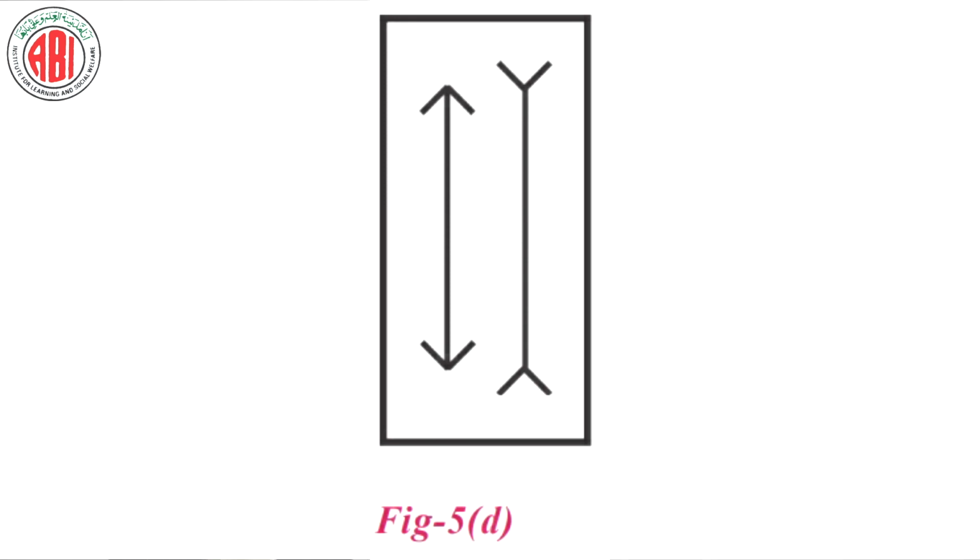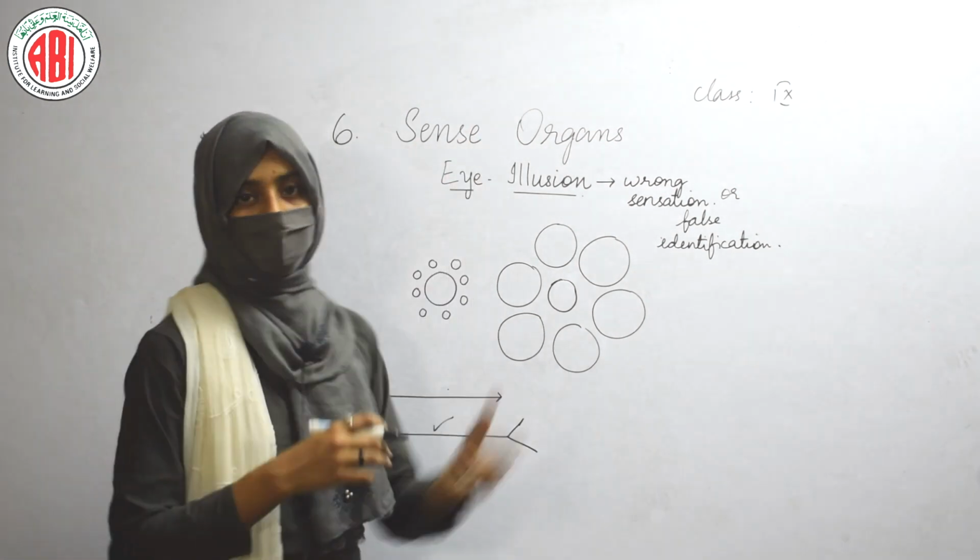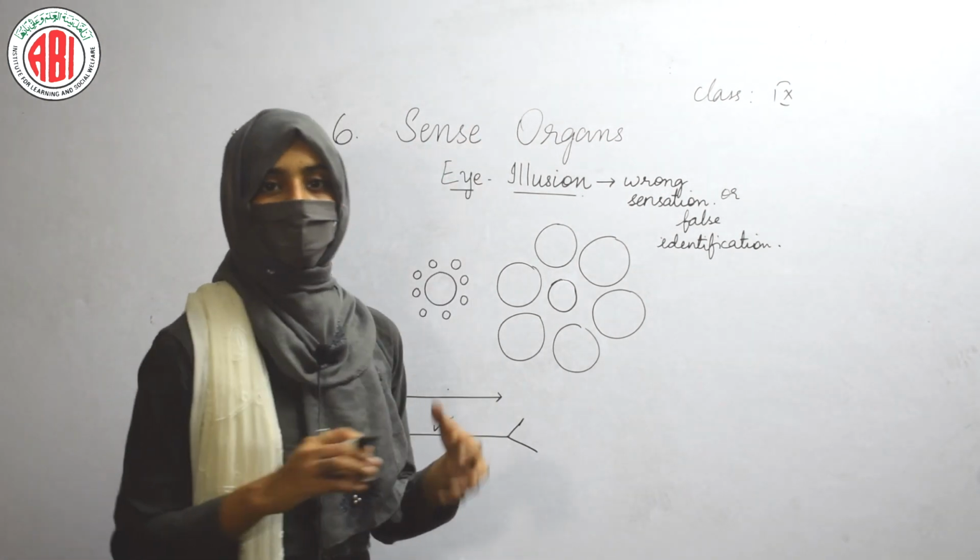That is the reason the cells present in our eye send that stimulus to the brain, and because of this, discrepancies occur and false identification takes place. This is how the illusion takes place in some situations or in some cases.